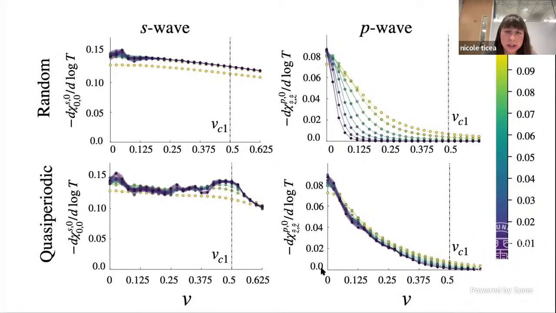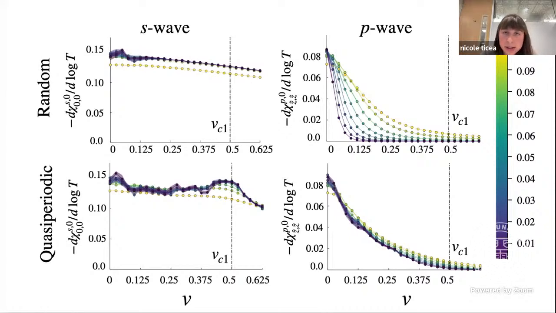And this bottom right quadrant here is truly the interesting result, which is that a P-wave superconductor in the presence of a quasiperiodic potential will remain superconducting all the way up to V critical 1, which is the point that marks the transition from ballistic to diffusive. And as we saw, by contrast, the weak coupling stability of a system with random impurities is killed off for any finite amount of disorder.